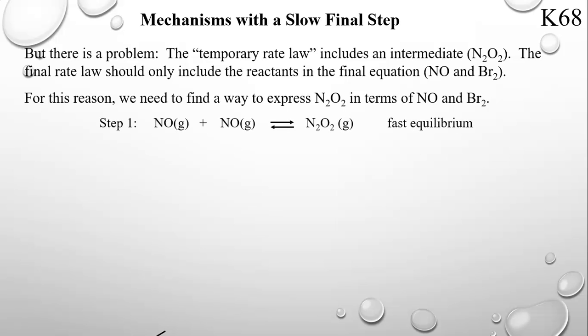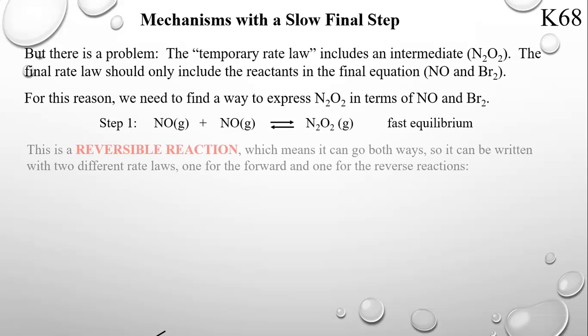So we've got to take step 1 here, and what you notice is it's a reversible reaction. It goes in both directions. So we're going to write it as two separate reactions. One that's going forward from left to right, which is the way we're normally used to thinking of it, and then we're going to flip it around and write it in the other direction. So this is a reversible reaction, which means it can go both ways. So it can be written with two different rate laws, one for the forward and one for the reverse reaction. So watch how we do that.